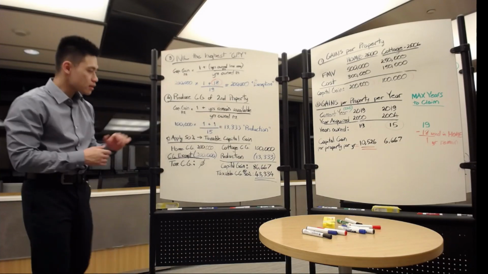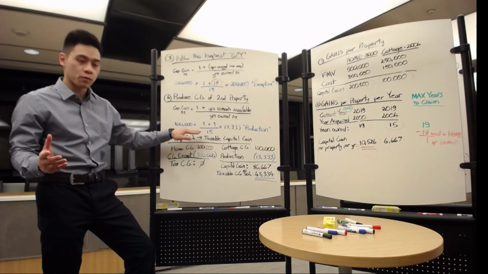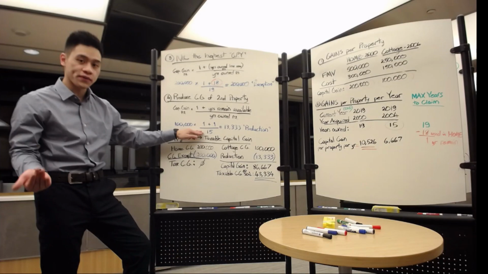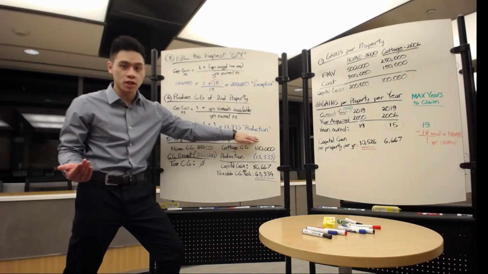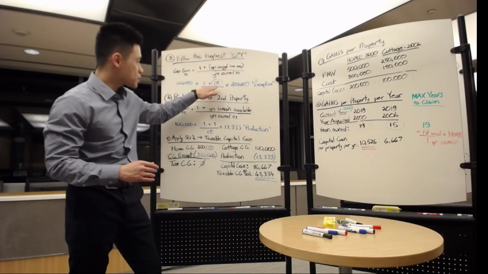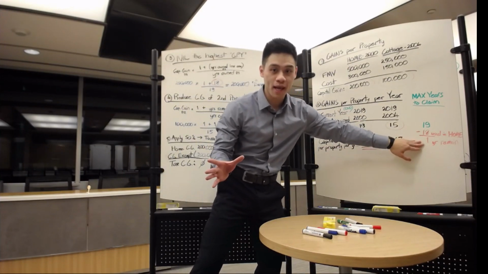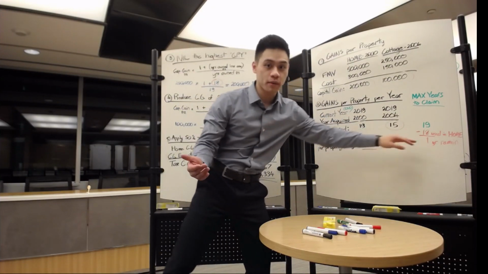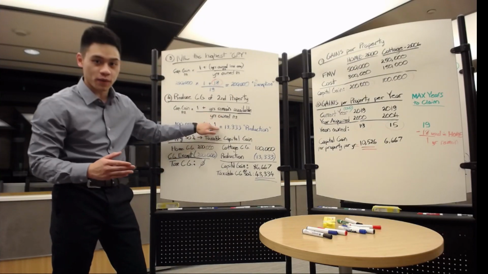So we're going to take 100K in capital gains from the cottage. We're going to multiply it with 1 plus 1 over 15 to give us 13,333 in reduction of capital gain. We had maximum years to claim of 19. We used 18 here, so therefore we only have 1 year remaining to allocate to our second property. So therefore, that 1 year remaining is right here.